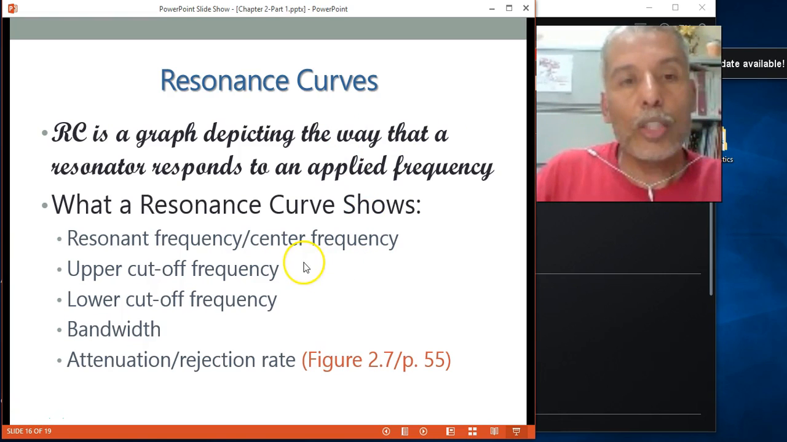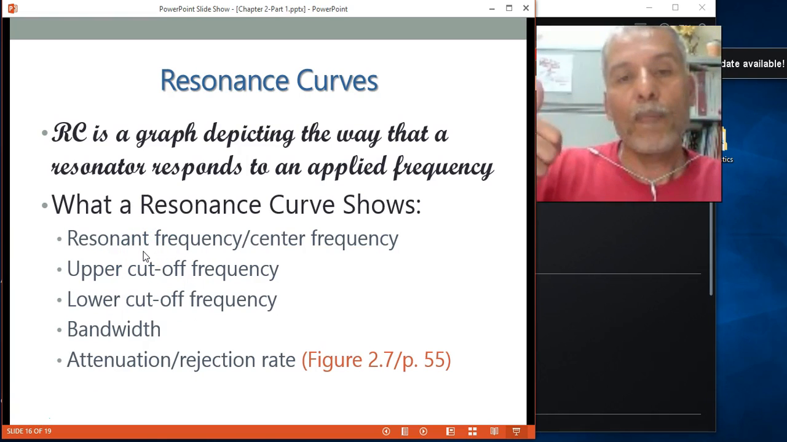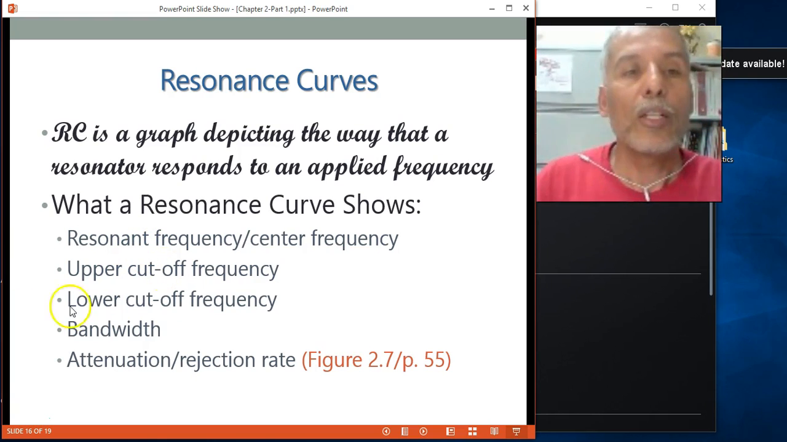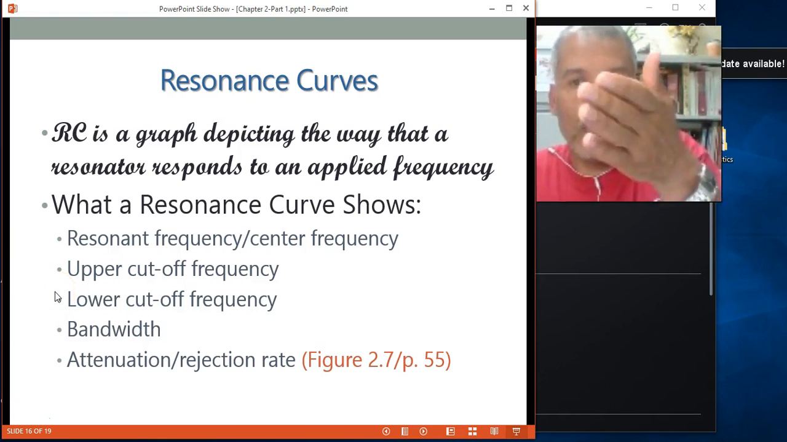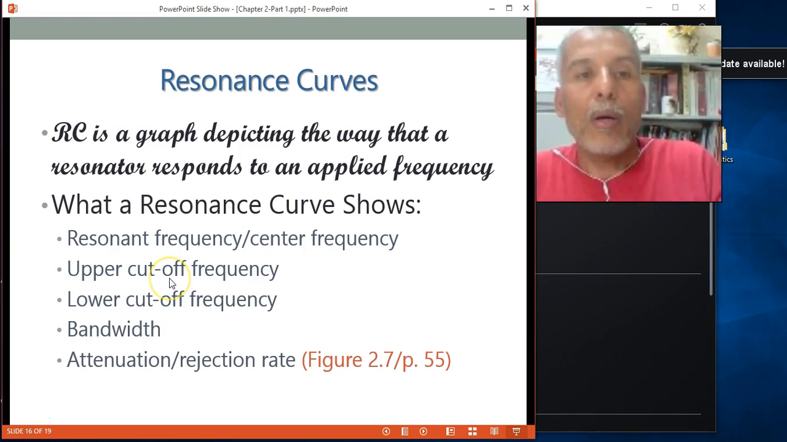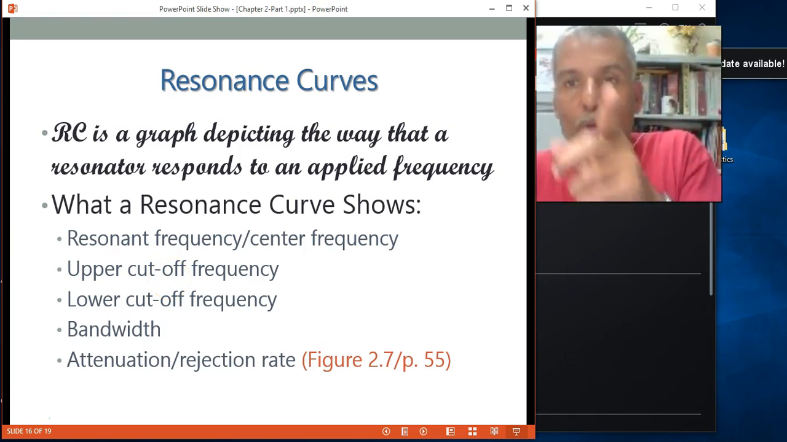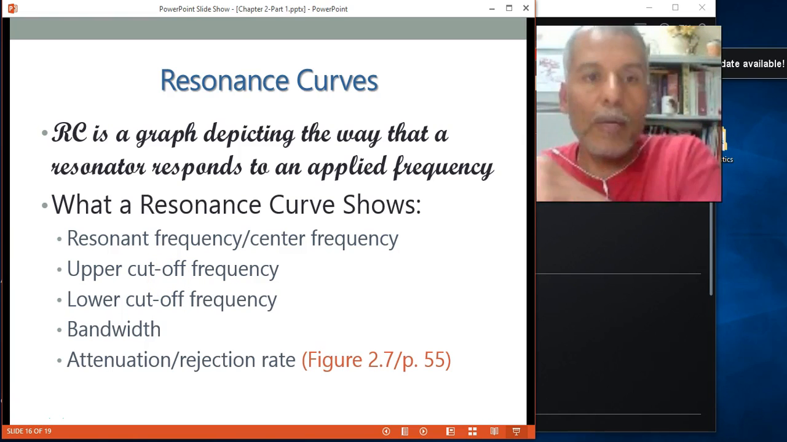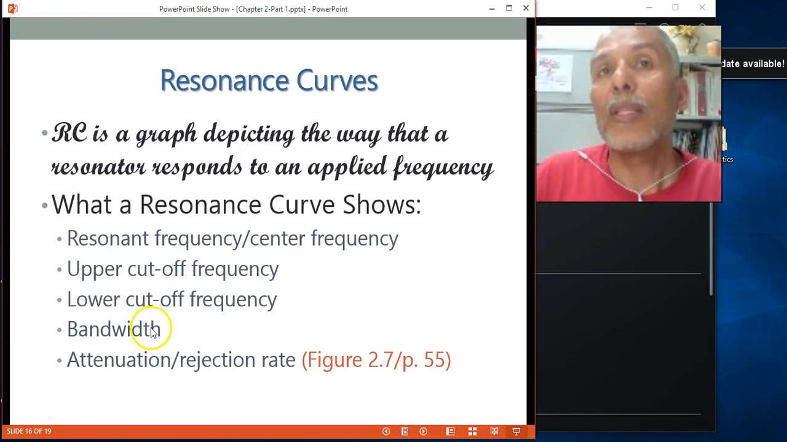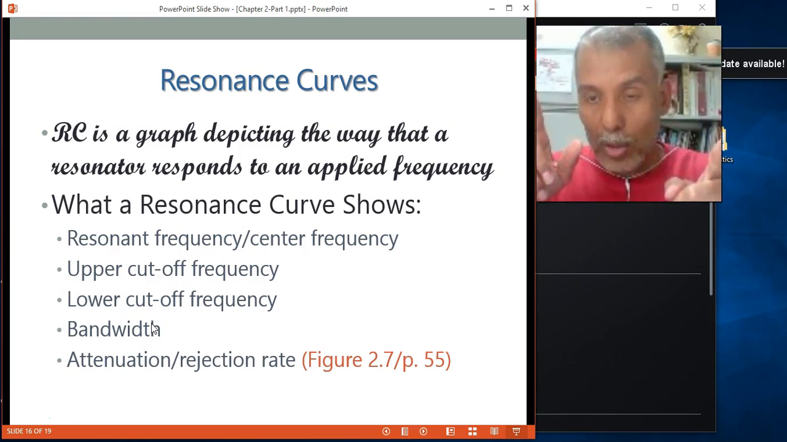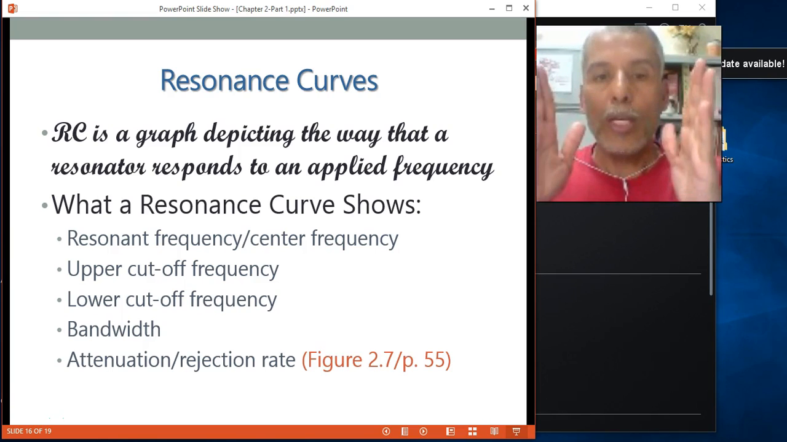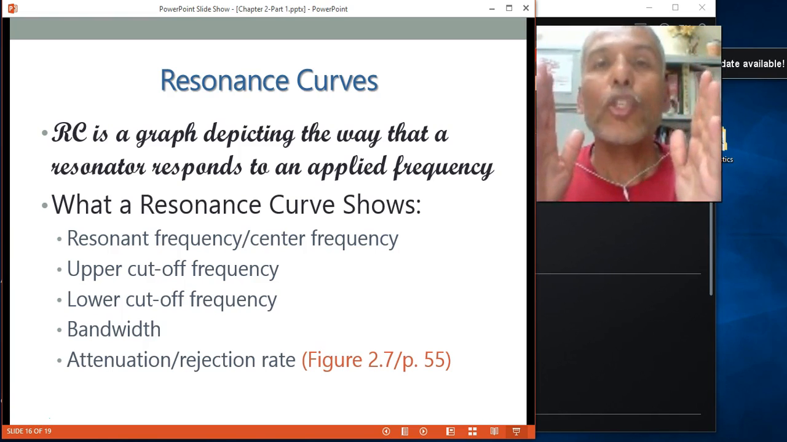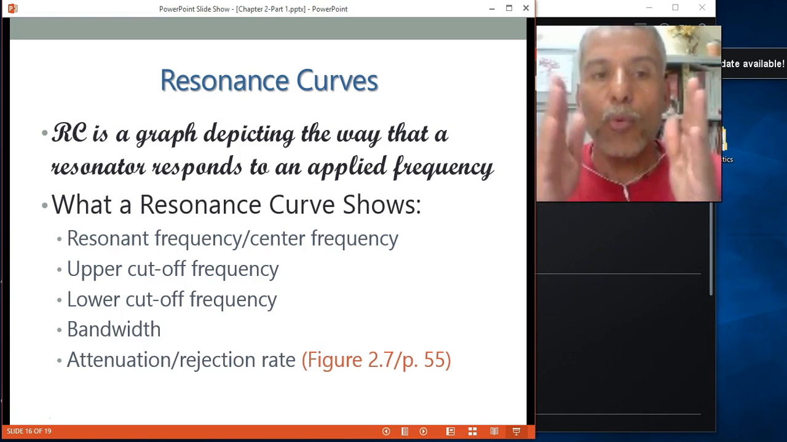So a resonant curve shows the resonant frequency, the center frequency, the lower cutoff, the lower frequencies like 300, and the upper cutoff, which is on the right side of the center frequency. And then it shows you the distance between the lower cutoff and the upper cutoff. That distance is your bandwidth. So that resonance curve shows you the bandwidth.